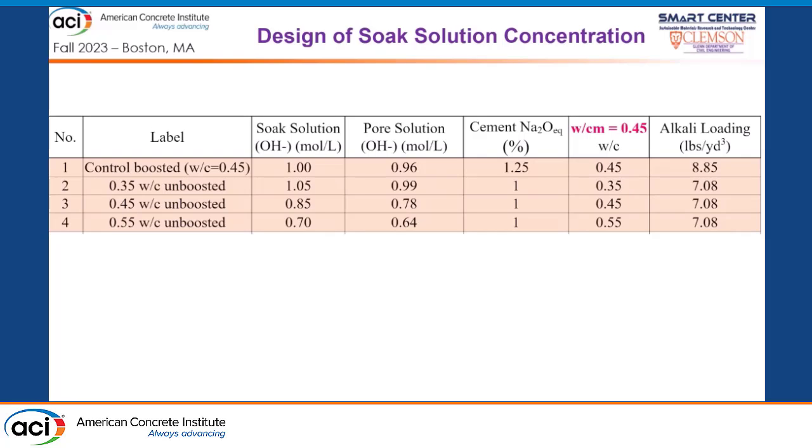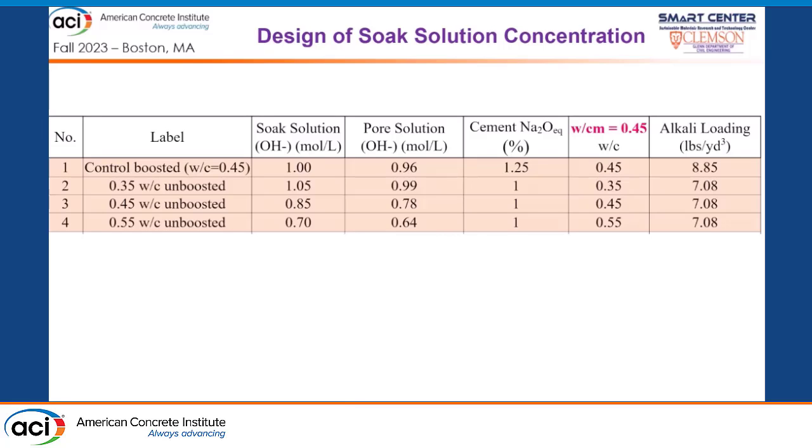Here we have to look specifically at the effect of water cement ratio. As you know, if you change the water cement ratio in concrete, your pore solution alkalinity is going to change as a function of the amount of water. And so in this study, we looked at a control boosted. This is the standard MCPT test with a water cement ratio of 0.45. And then 3 that are unboosted at 0.35, 0.45, 0.55.